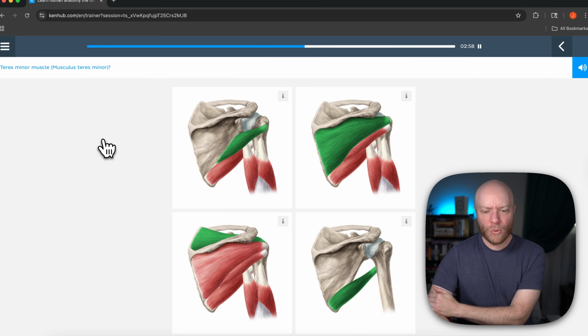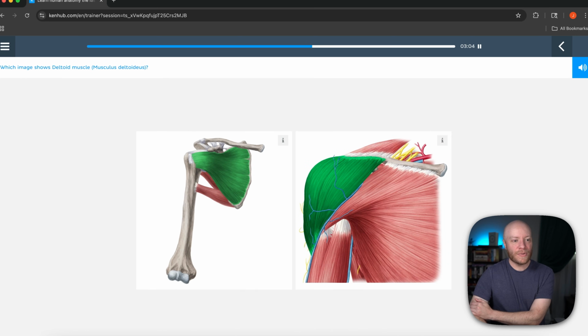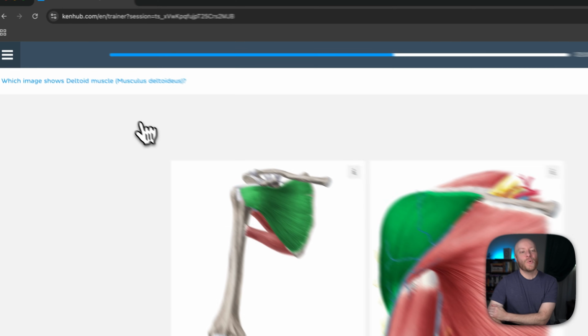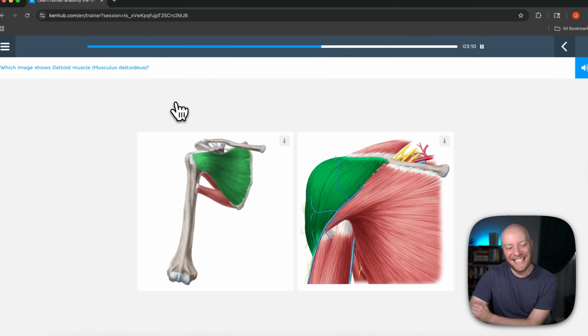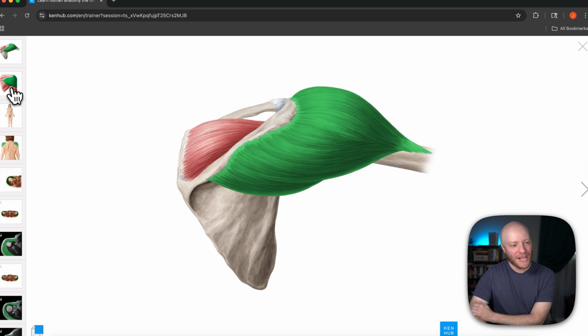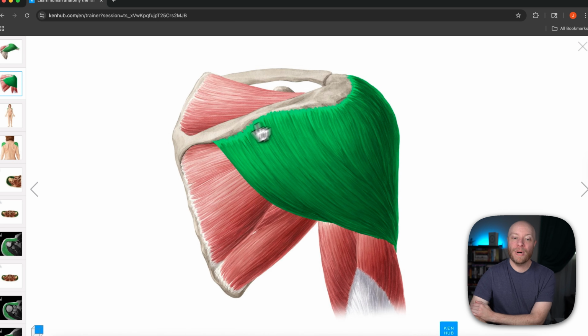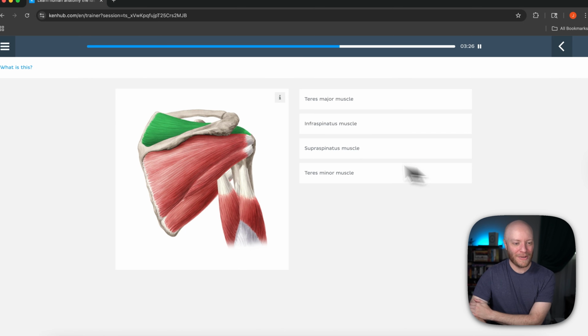So, teres minor, what's it going to be? This one. Yes. All right, so now, here it is. Which image shows deltoid? Yes, this is a deltoid. Specifically, this is the anterior deltoid. So I'm going to click on this, because this is showing you posterior deltoid, and then there is also a middle deltoid. Again, it wasn't the focus of this video, but it is nice to be able to learn it along the way.